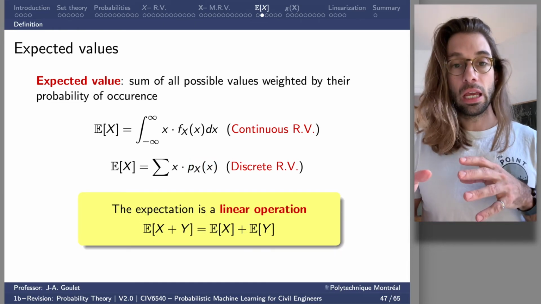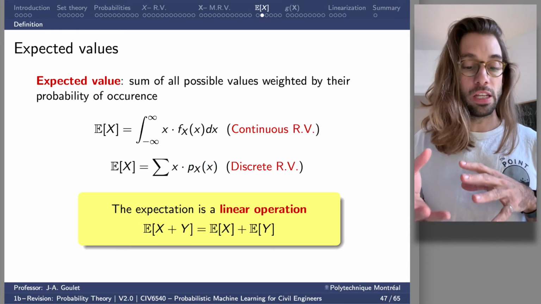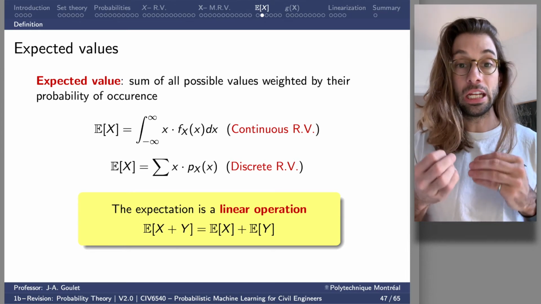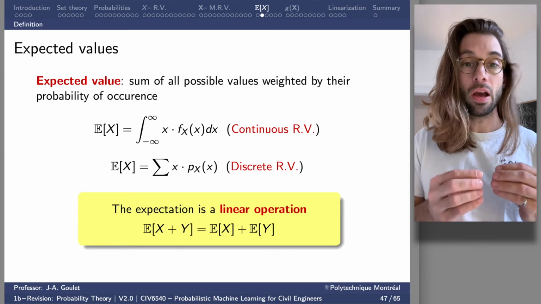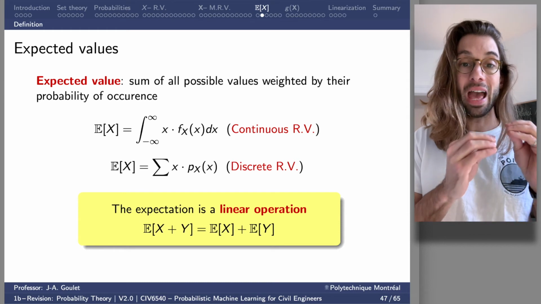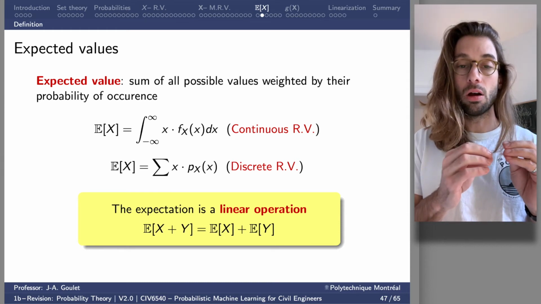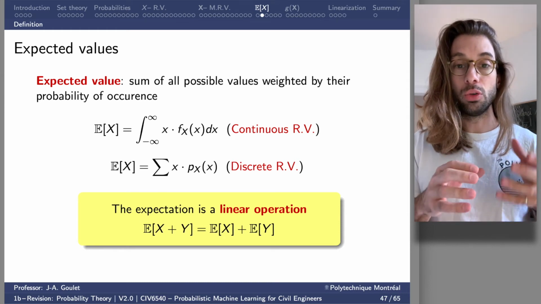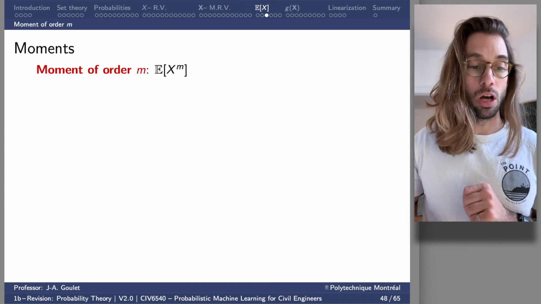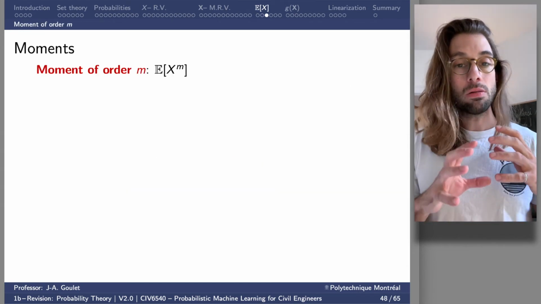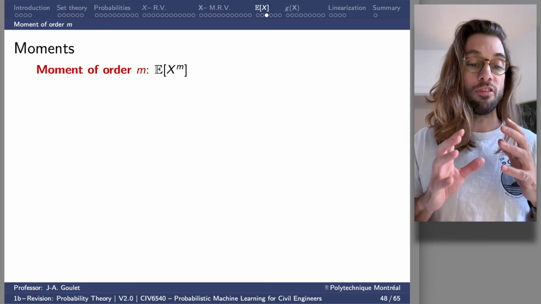And here the interesting property of the expectation is that it's a linear operation, meaning that if I want to do the expectation of x plus y, where x and y are random variables, I can as well do the expectation of x plus the expectation of y. So now let's look into the concept of moment.